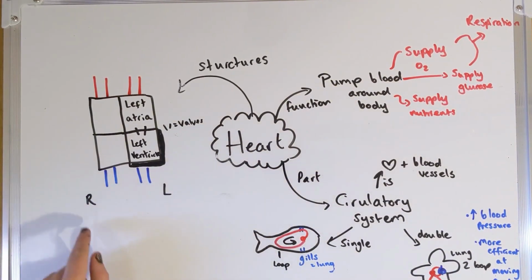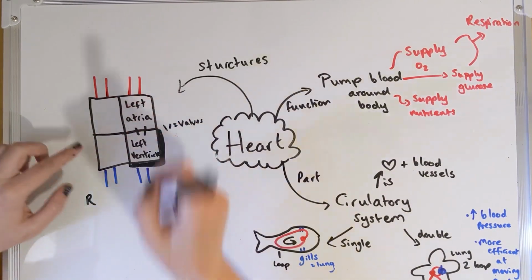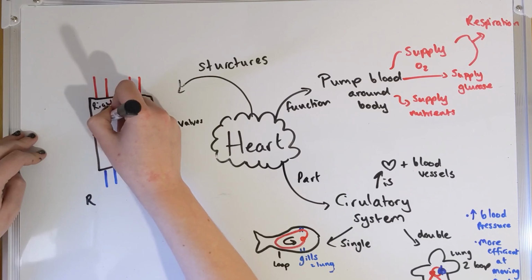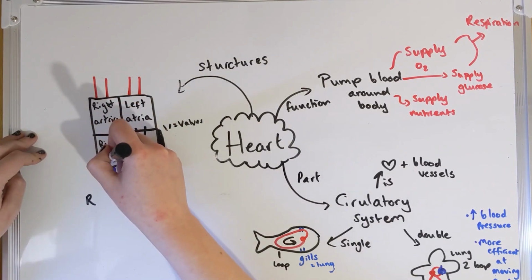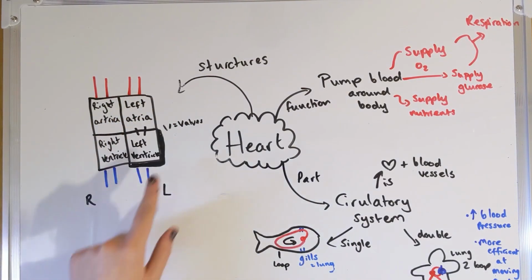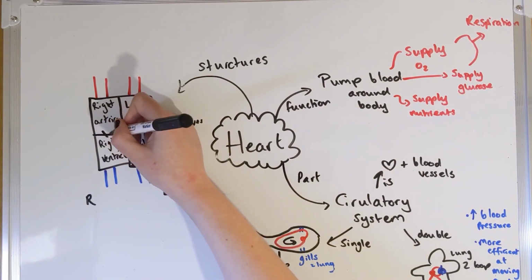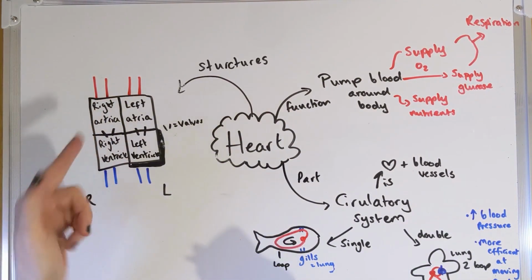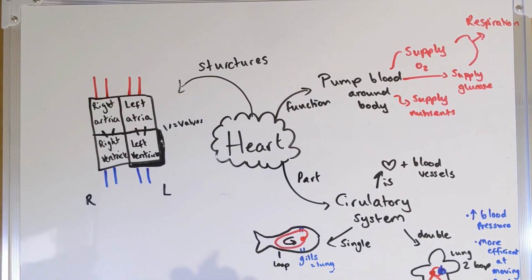On the other side, we've got the right, and it's just the same. So we've got the right atrium and the right ventricle, and between those two, you've got valves again. So blood comes in to the right atrium, through the valves, into the right ventricle, and out again.